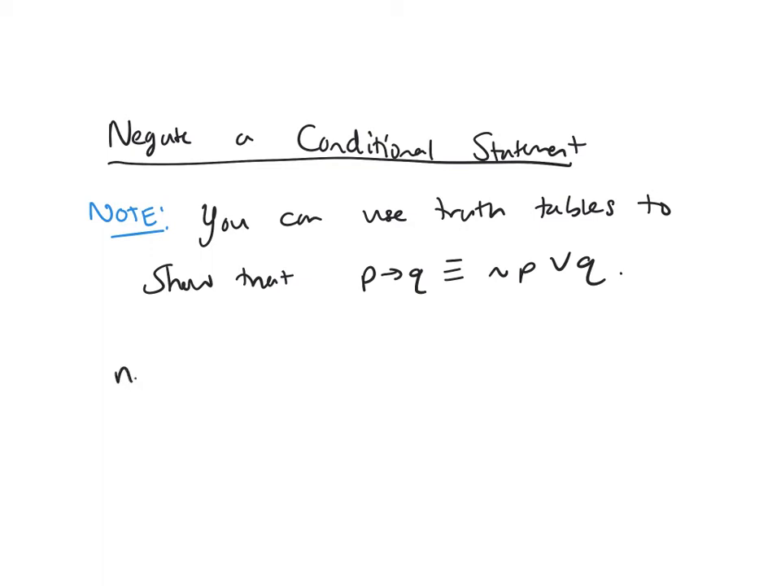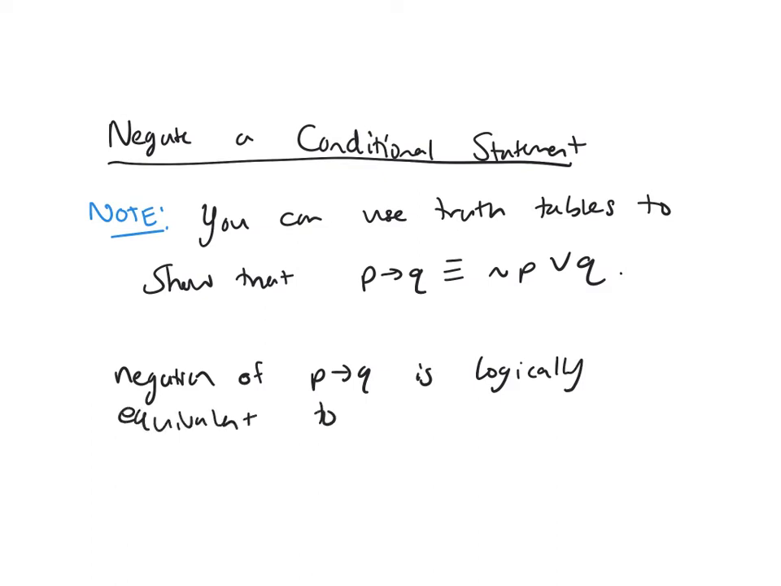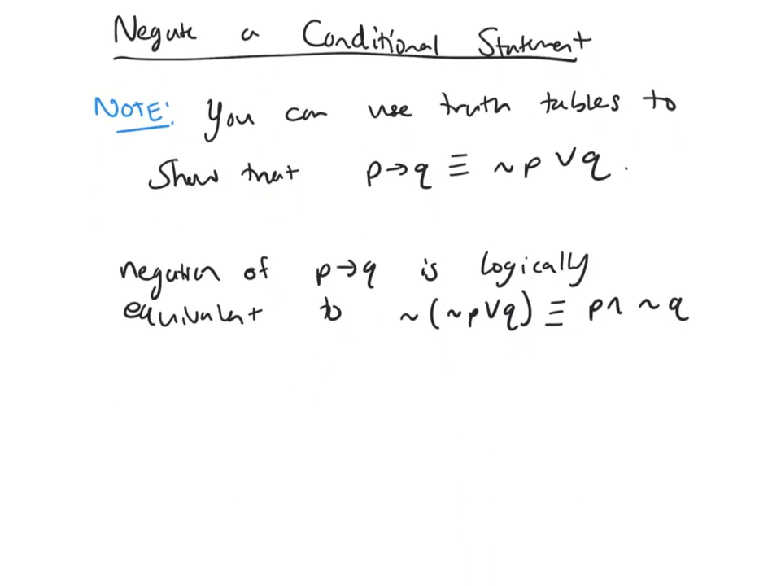This means that the negation of if P then Q is logically equivalent to negating not P or Q. And we can use De Morgan's law. That's the same thing as P and not Q. So if you want, let's sum this up. If you want to negate if P then Q, it would be P and not Q.